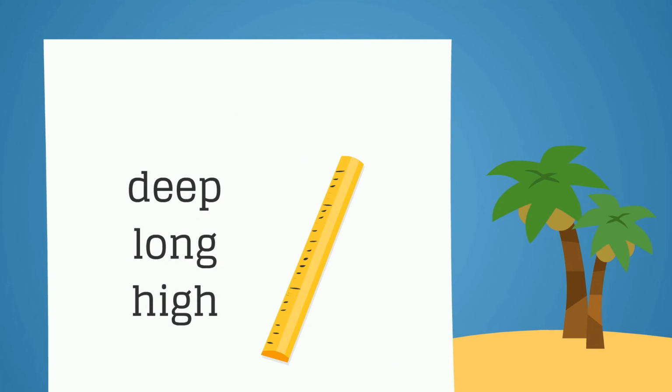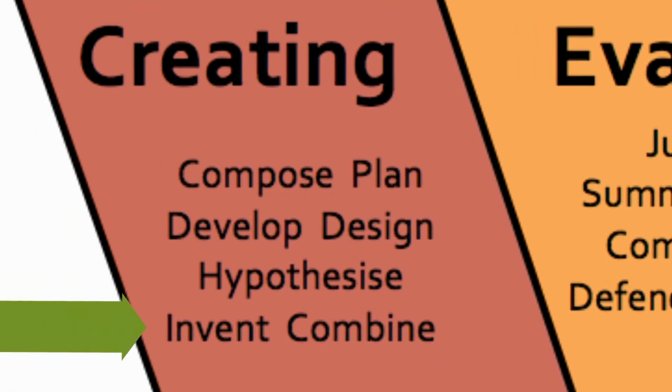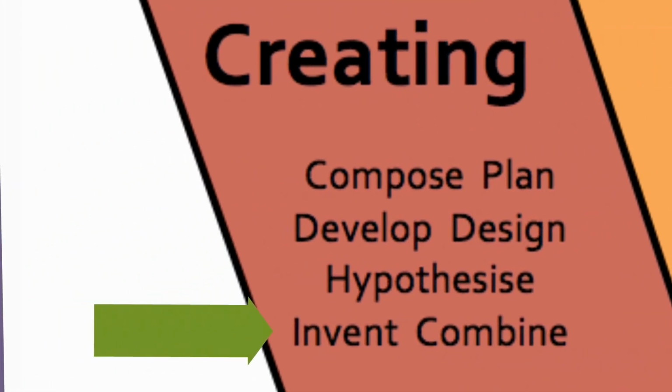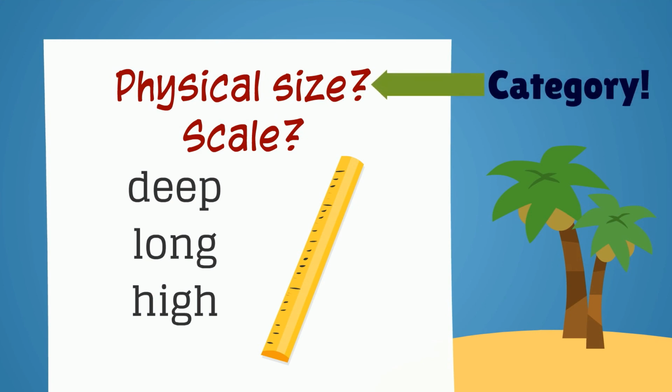That's a category, because they have something in common. By noticing that the words have something in common, we make a category. All we need to do to complete the skill is to give the category a name or title. In fact, that needs us to use our creative skills, because we need to invent the title. So we'll give our category a name. Let's call it physical size or scale.